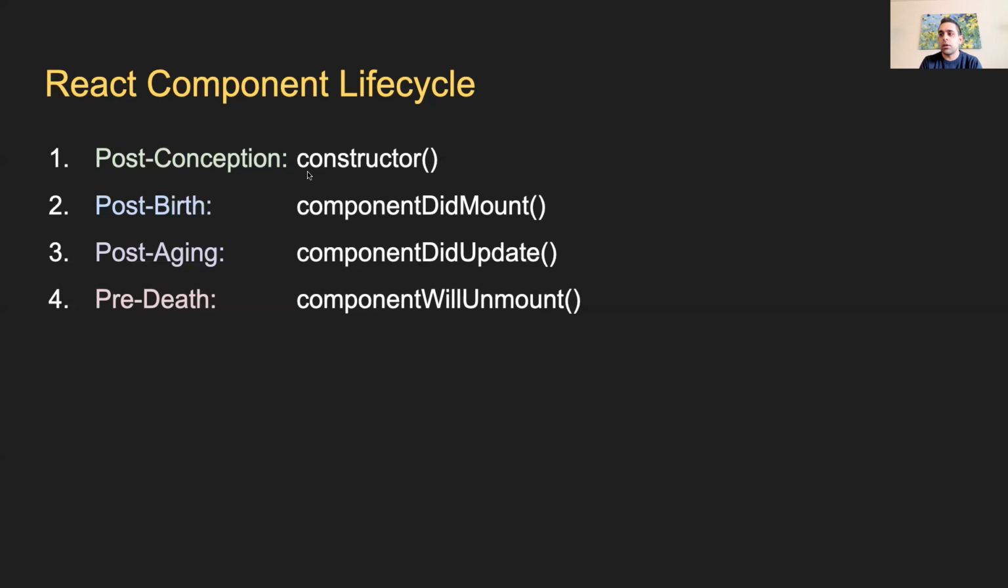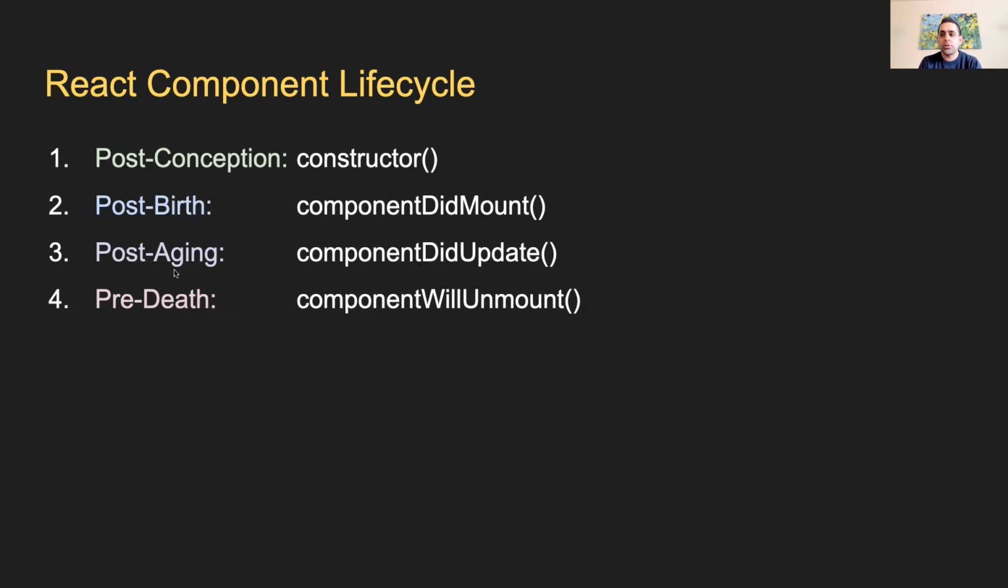So a class will have a constructor, and this is where you initialize items. We'll talk more in detail about the constructor. Post-birth, so this is after the initial render, there's a method called component did mount that will trigger. This will be called by React, and again, we could do specific logic in here as needed after the very first render of our component.